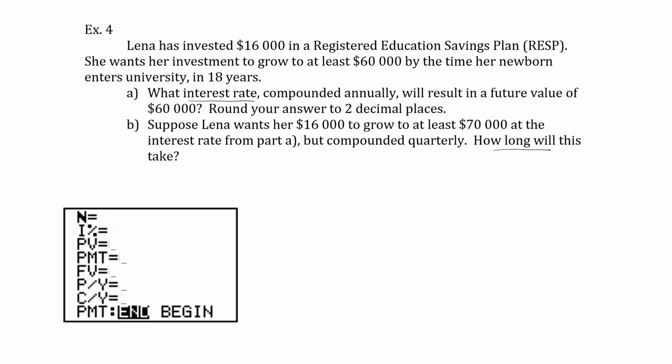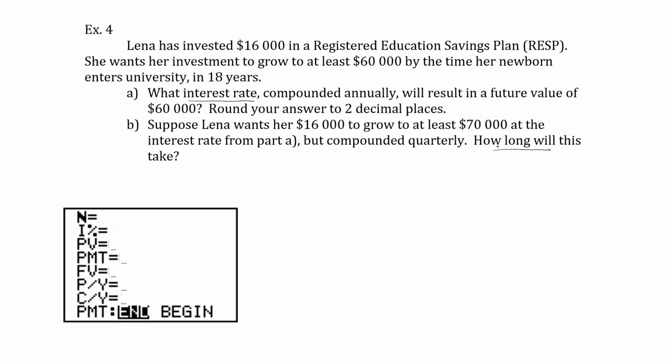So, before I get too ahead of myself, let's read through the question. Lena has invested $16,000 in a registered education savings plan, or an RESP. She wants her investment to grow to at least $60,000 by the time her newborn enters university in 18 years. So A, what interest rate, compounded annually, will result in a future value of $60,000? Round your answer to 2 decimal places. Then part B, suppose Lena wants her $16,000 to grow to at least $70,000 at the interest rate from part A, but compounded quarterly. How long will this take?